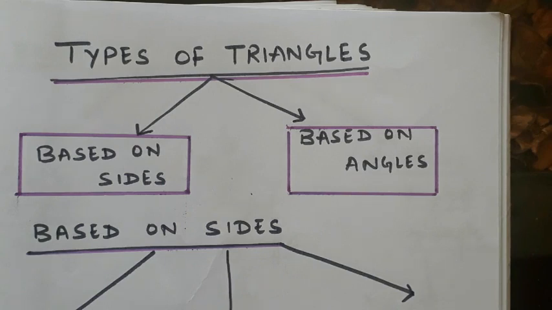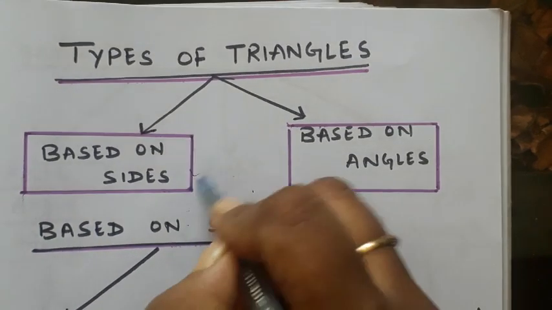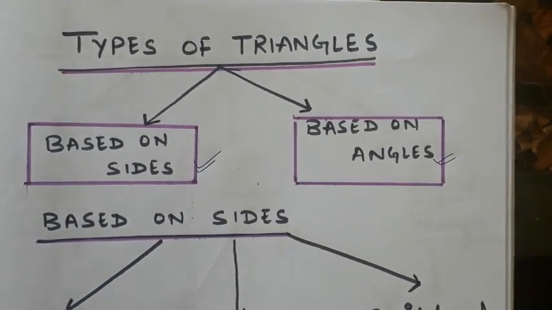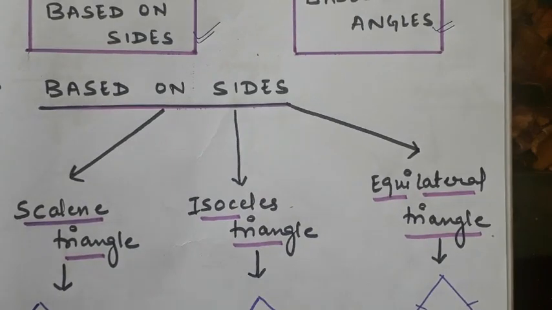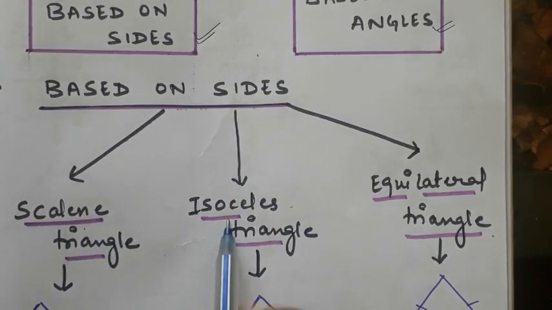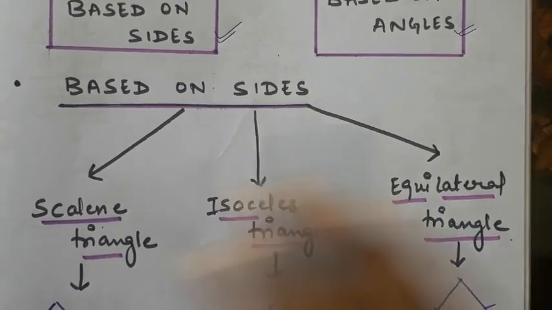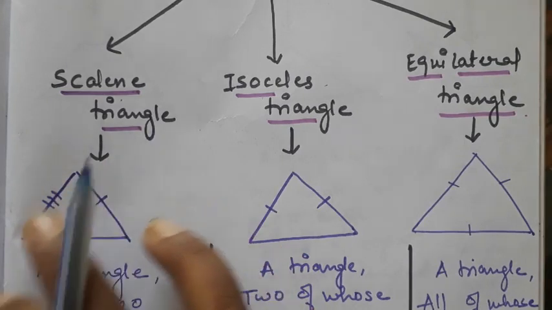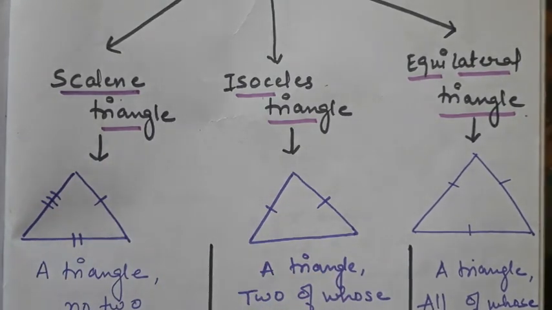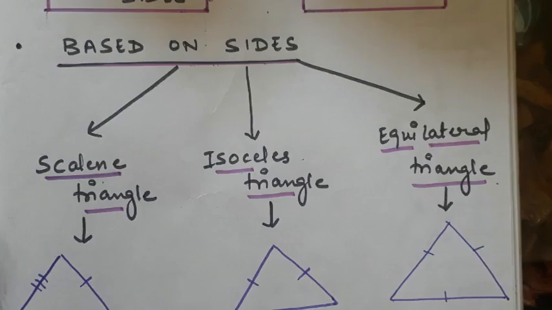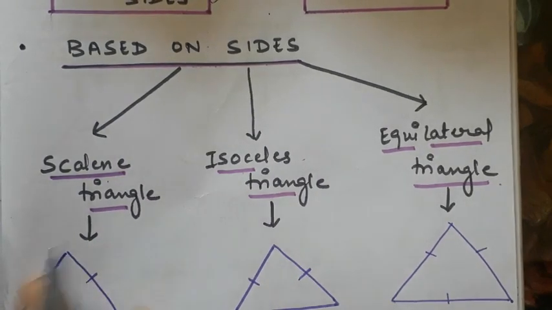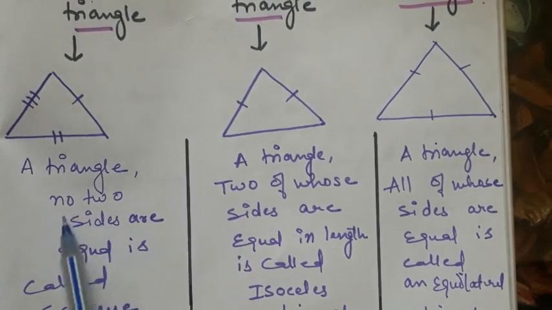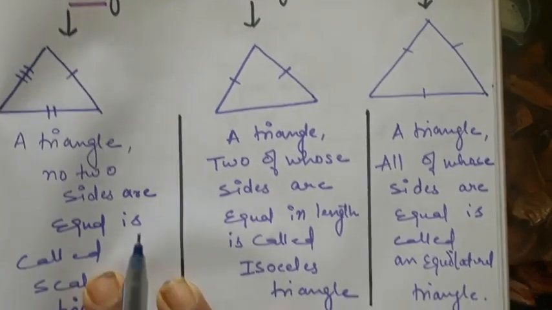So let's discuss the types of triangles, based on sides and based on angles. First, based on sides, we have three types of triangle: scalene triangle, isosceles triangle and equilateral triangle. A scalene triangle is a triangle in which all three sides are different in measurement, or you can say a triangle having no two sides equal.